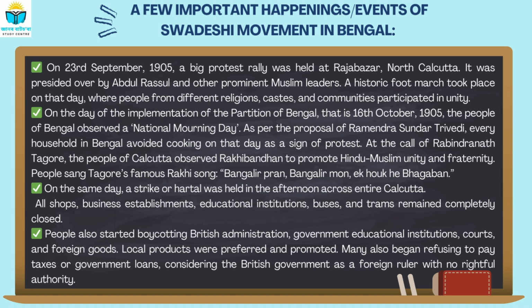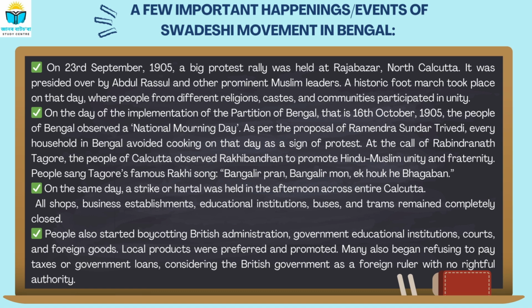As per the proposal of Ramendra Sundar Trivedi, every household in Bengal avoided cooking on that day as a sign of protest. At the call of Rabindranath Tagore, the people of Calcutta observed Rakhi Bandhan to promote Hindu-Muslim unity and fraternity. People sang his famous Rakhi song, Bangalir Pran, Bangalir Mon, Ek Hoke He Bhagaban.